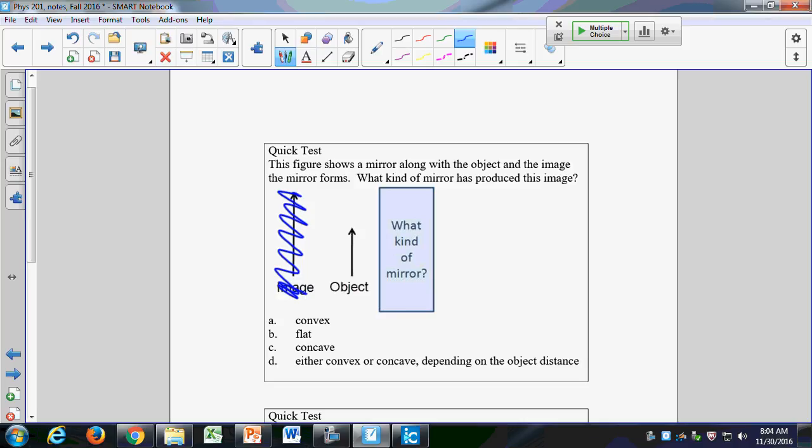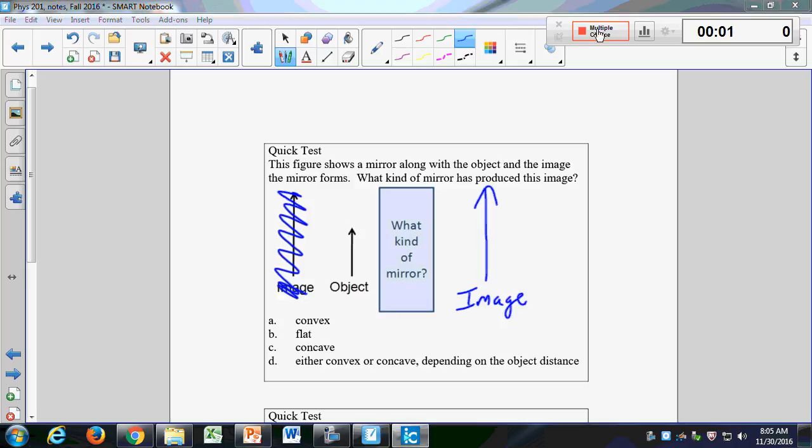No, remember, real images are on the same side as the object, because I can put a screen right here and capture the light. So this would be a real image, but it's also upright. So this cannot be the case because I can't have a real upright image. I can only have real inverted images. So that image, it's not possible to make that. So let's see. Let's do this. This is my image. There's my object. Tell me what kind of mirror has produced that image.